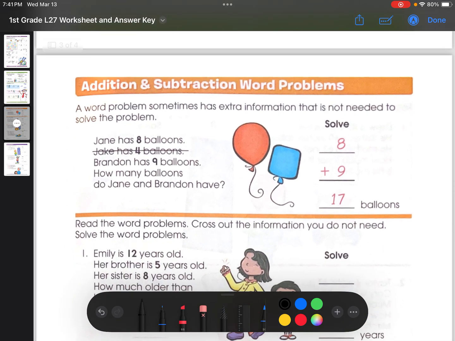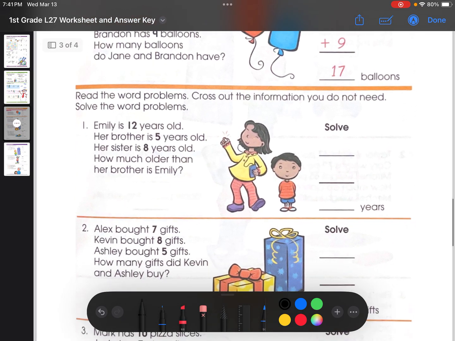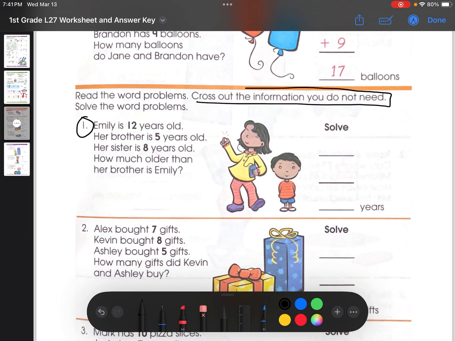Moving on to addition and subtraction word problems. So I guess our focus point this time is that a word problem sometimes has extra information that is not needed to solve the problem. So let's keep that in mind as we go straight into number 1. Read the word problems, cross out information you do not need. Let's follow the instructions and then solve the word problems.